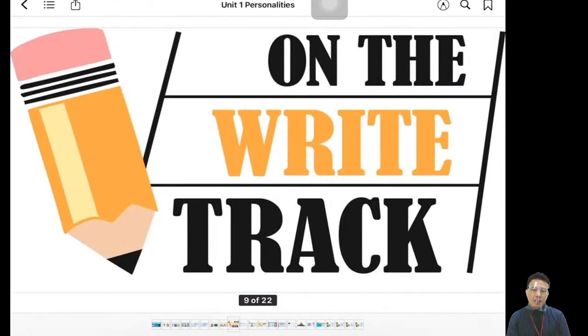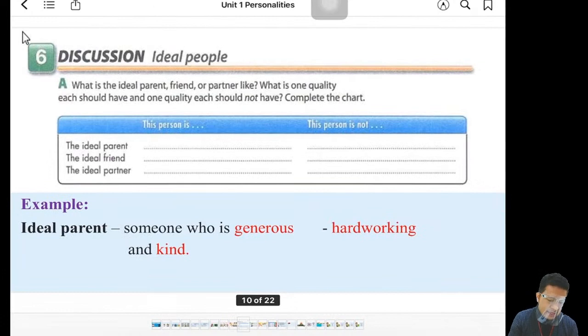In this activity, you're going to write something about your ideal parent, your ideal partner, or ideal friend. You're now going to writing. Since a while ago you're done with your speaking skill, this time let's test your writing skill. So in this case, you're going to talk about what the ideal parent, friend, or partner is like, and what is one quality each should have, and one quality each should not have. You're going to complete the chart below.